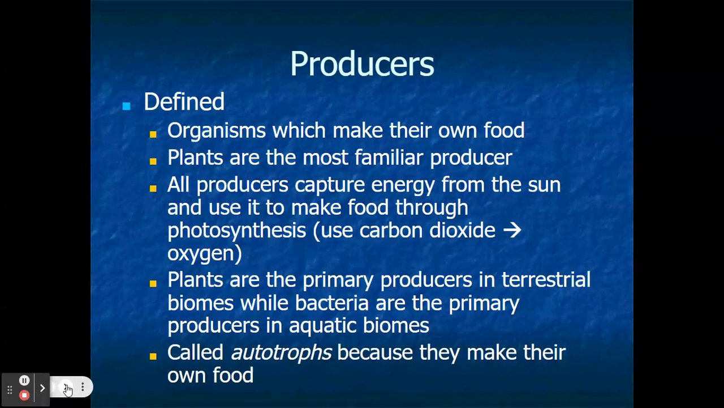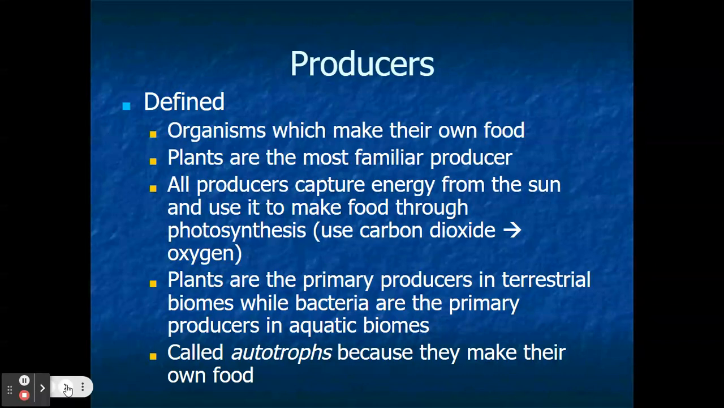Plants are what we call primary producers in terrestrial biomes, while bacteria are the primary producers in aquatic biomes. So we have two different types of biomes that we're going to be talking about a little bit later. Terrestrial meaning land-based and aquatic meaning water-based. So plants, those would be grasses, ferns, trees, things along those lines. They are going to be the primary producers, the first level. They're going to be producers on land. Bacteria, on the other hand, are the most common producers in aquatic biomes.